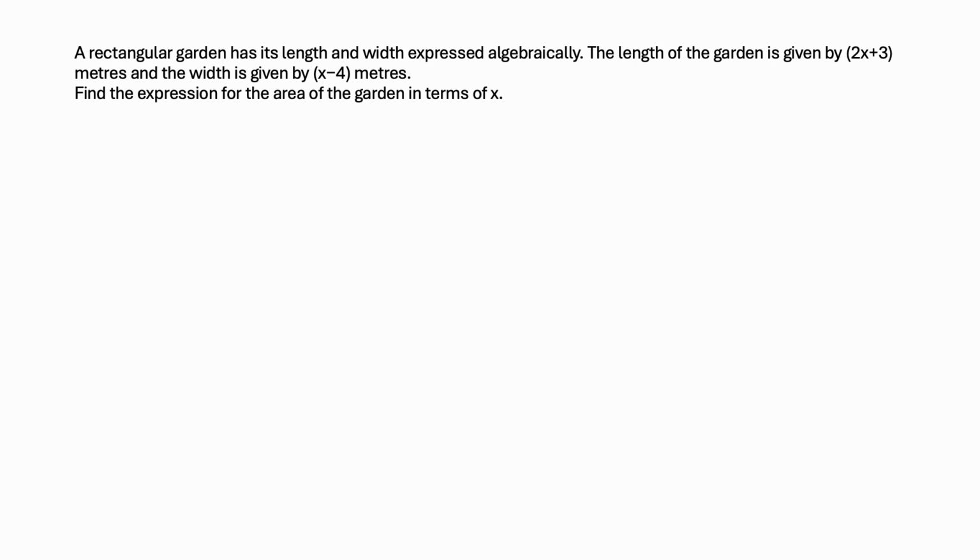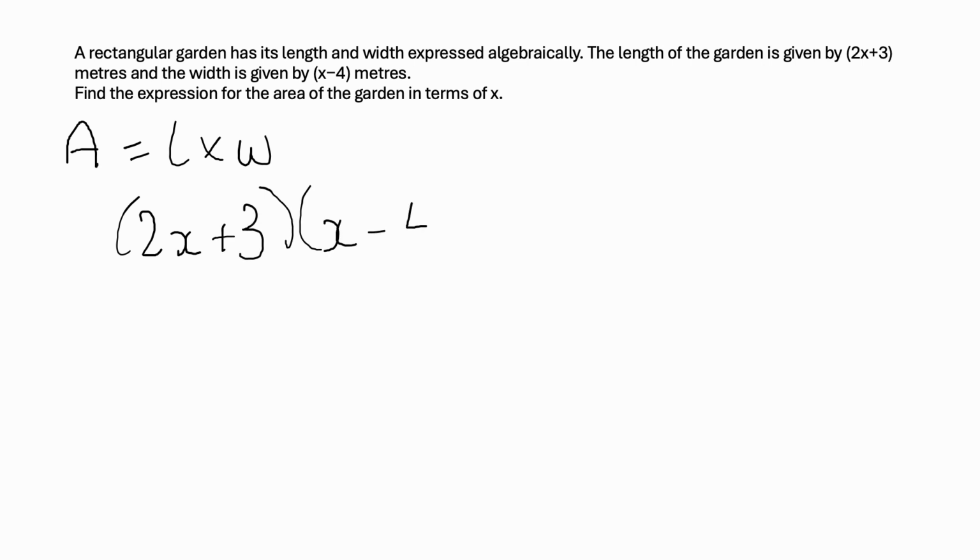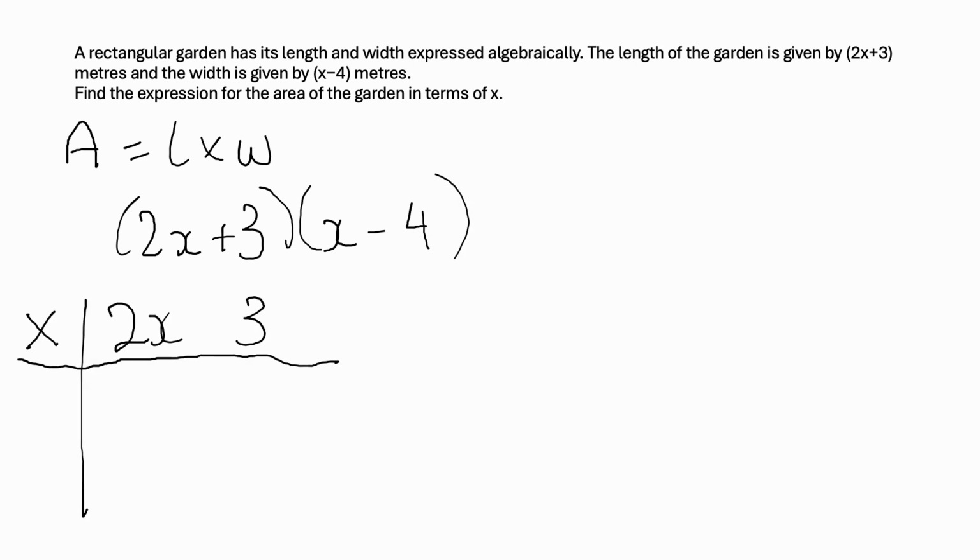So the formula for the area of a rectangle is area equals length times width. Our length in this instance is 2x plus 3 and our width is x minus 4. So 2x and 3 on the top and x and -4 at the bottom.